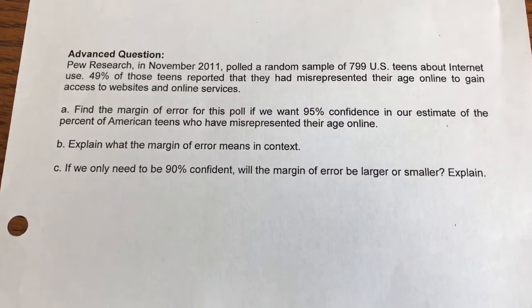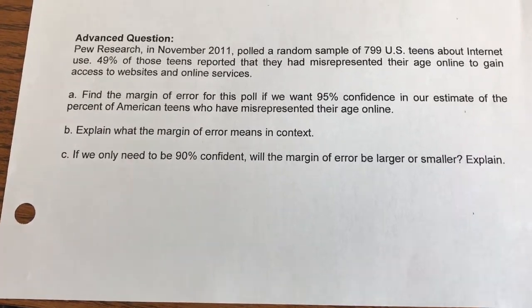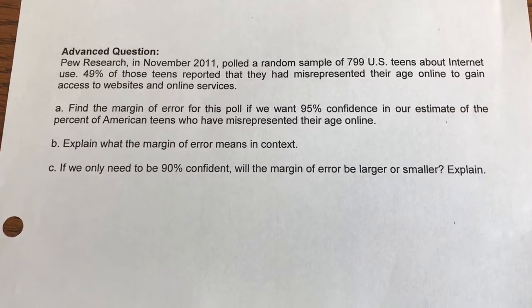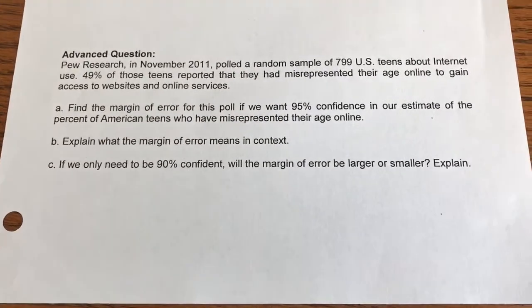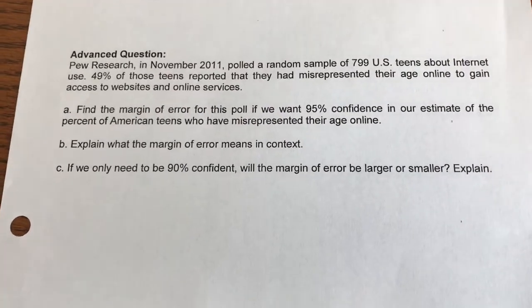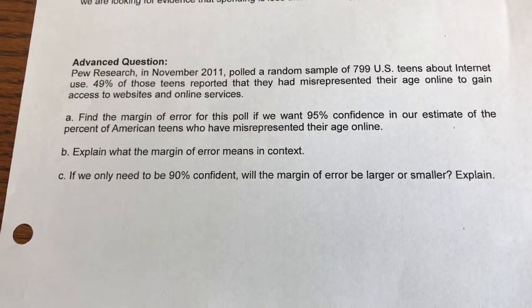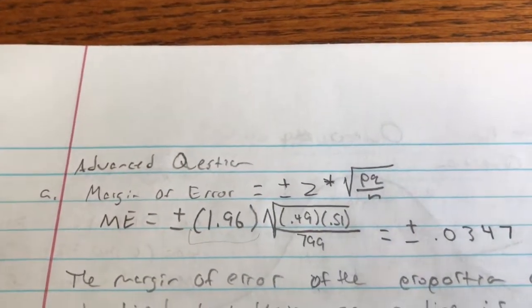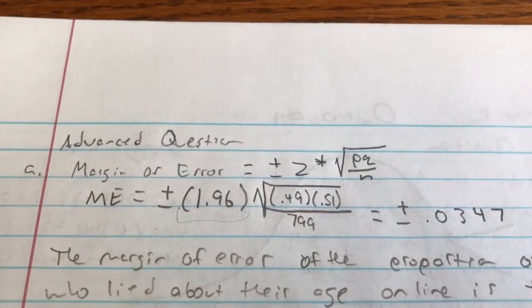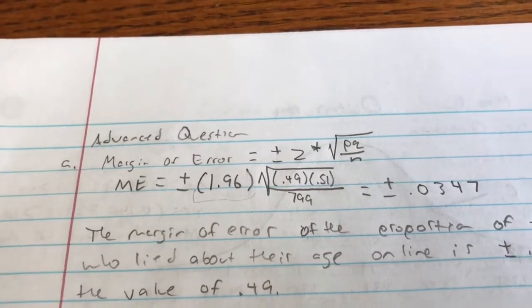The advanced question gives us a Pew Research poll looking for the proportion of teens who have lied about their age online to gain access to websites. They polled 799 U.S. teens. Part A wants us to find the margin of error for this poll with a 95% confidence interval. That's pretty simple. You just use your margin of error equation, which is based on your confidence interval as well as your sample size and the proportions.